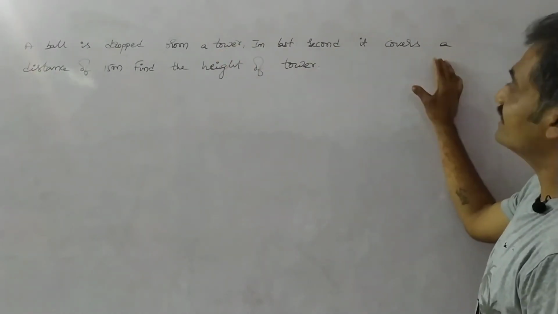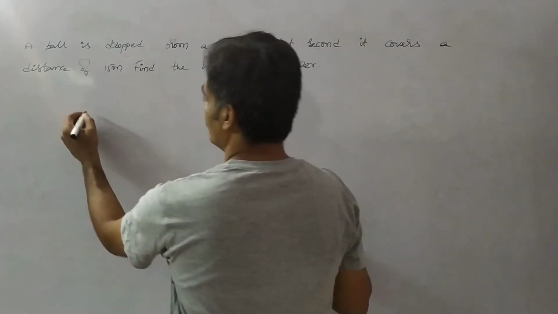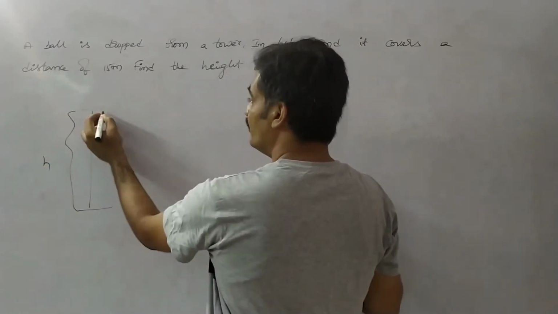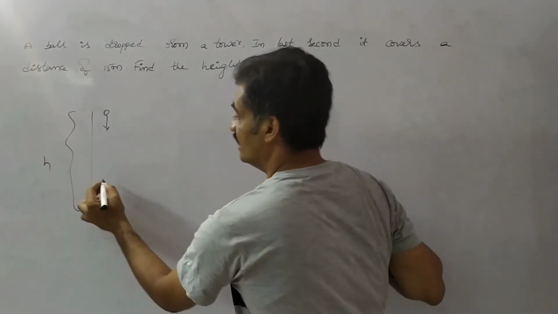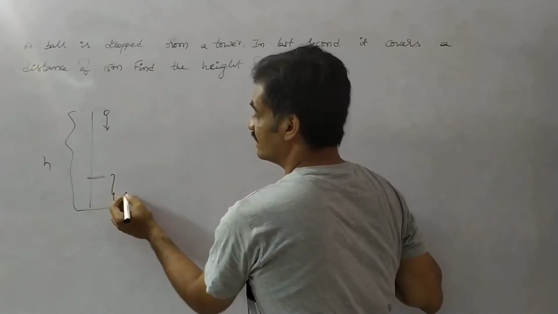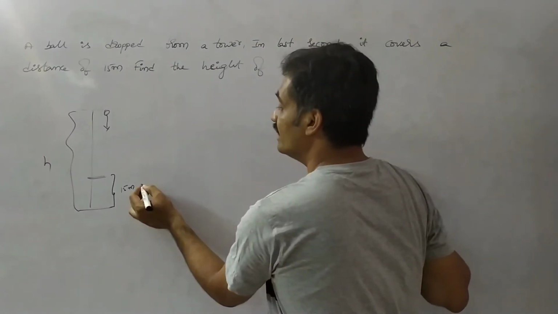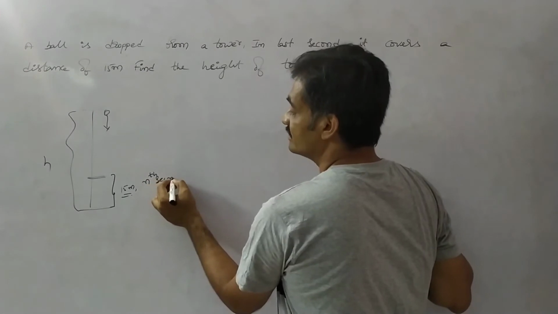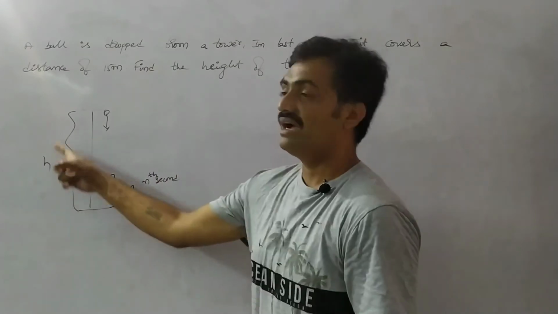In the last second, it covers a distance of 15 meters. Find the height of the tower. Let us consider the tower height is h. A body is being dropped from this height, whereas in the last second it has covered a distance of 15 meters. Means in the nth second, the body has covered a distance of 15 meters. Now we have to find the height of this tower.